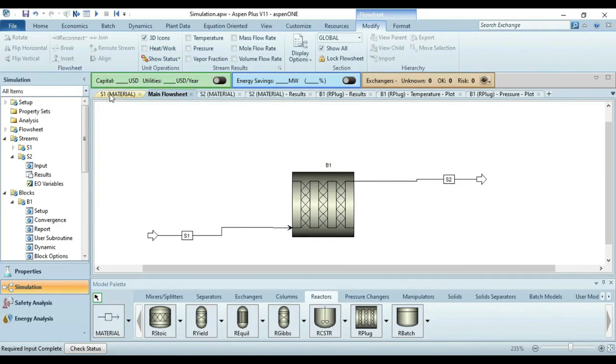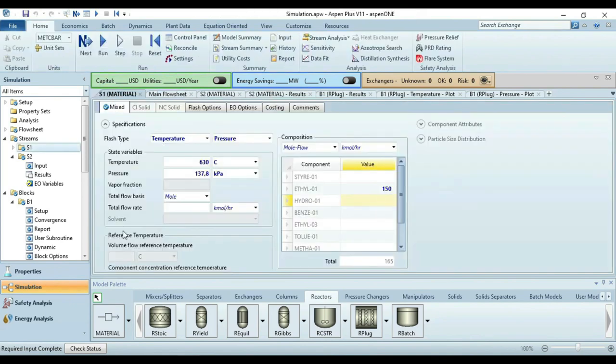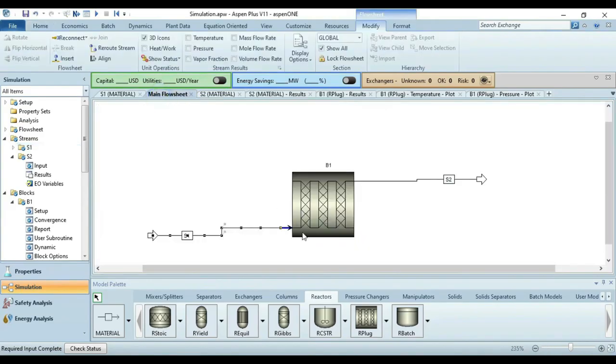And next, let's configure our streams. First, for our feed stream, let's configure the temperature and the pressure that were given in our problem, 630 Celsius degrees and 137.8 kilopascal. And in our feed stream, we have an amount of ethylbenzene equal to 150 kilomole per hour and 15 kilomole per hour of water as steam that will be promoting that reaction without being part of the reaction, just providing heat for the reaction.